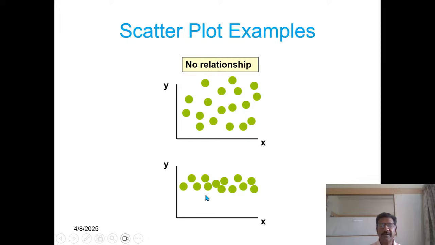In the diagram below, the samples are like this. Here we can draw a line, but for all the values of x, there is only one y value.